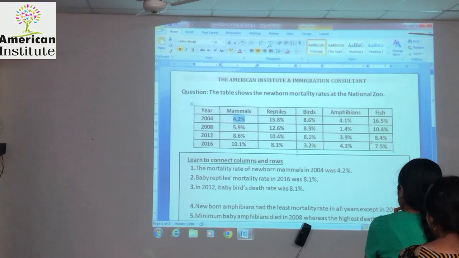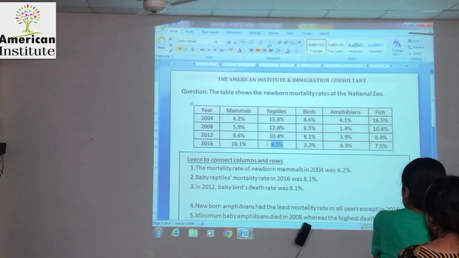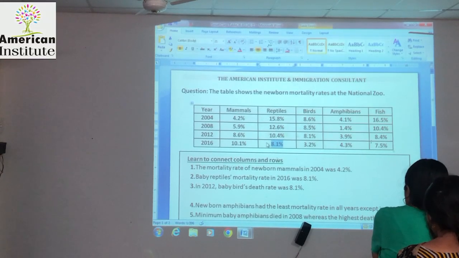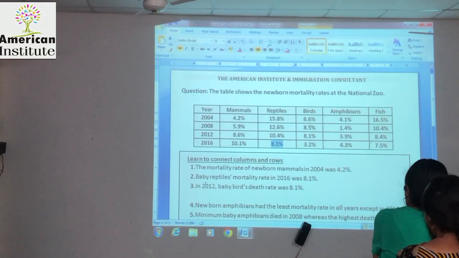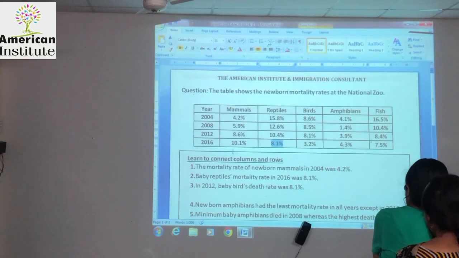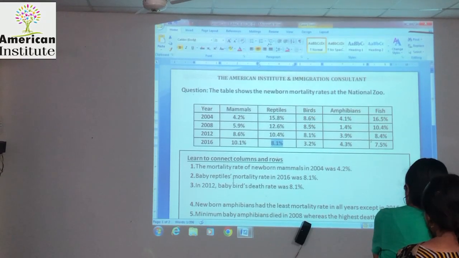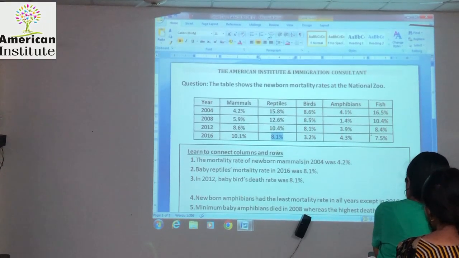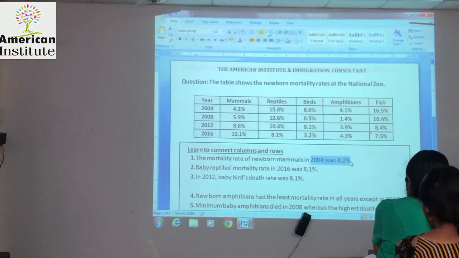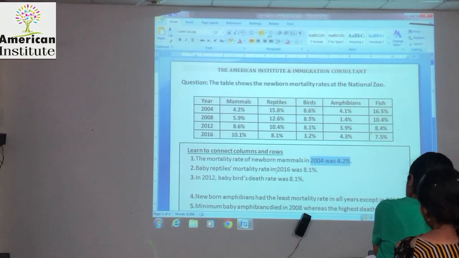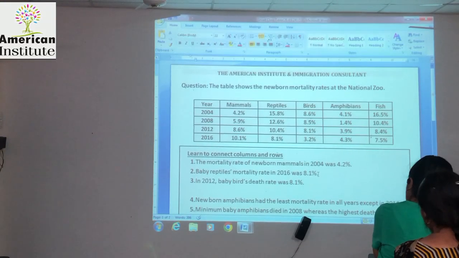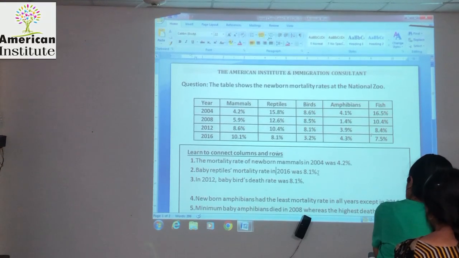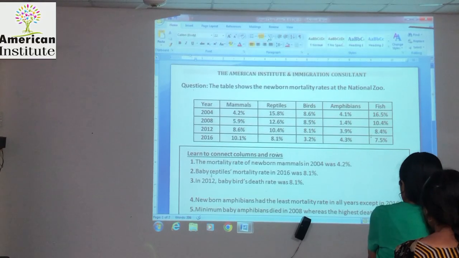Next, present the data of baby reptiles in 2016. How will we represent it? Look at the second sentence. Baby reptiles' mortality rate in 2016 was 8.1. So what is the difference between the two sentences? What is the difference? Beta, the last lines of these two sentences represent the year along with the percentage at the end, but at the start of the line we have changed something.